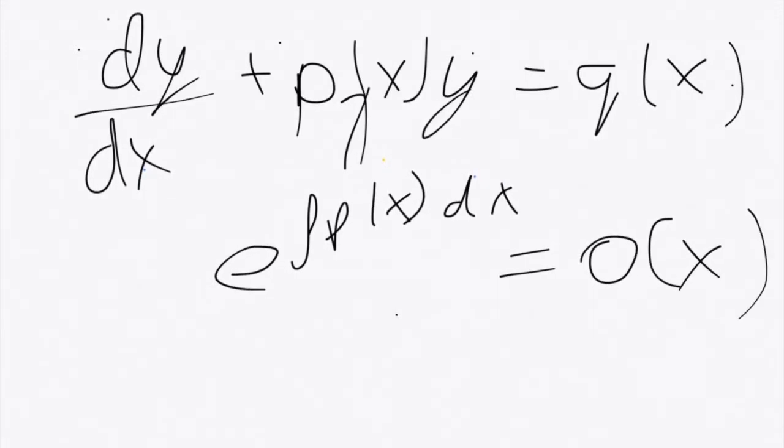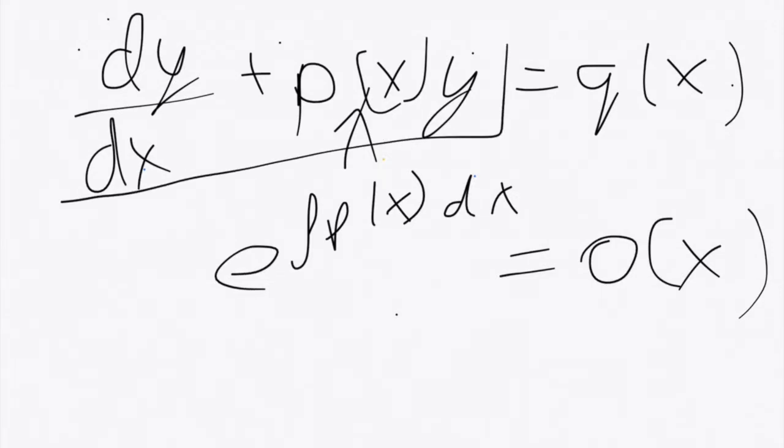The reason we'll use this integrating factor is if we multiply the entire equation by μ of x, we will be able to apply the product rule on this side. And so let's work out an example.